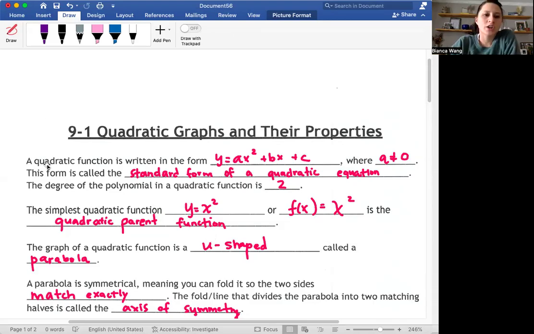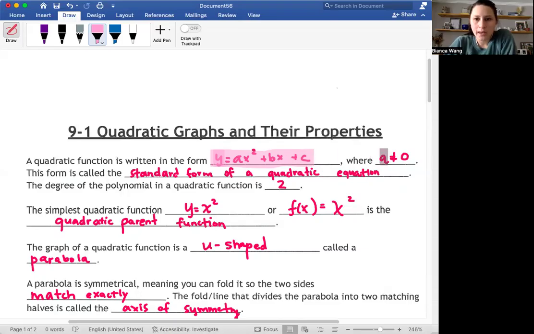So a quadratic function is written in the form y equals ax squared plus bx plus c. We've spent chapter 8 and some of chapter 7 factoring out a quadratic formula. We didn't call it a quadratic formula, we just factored, but we saw this type of equation. And there's actually a graph that goes with this type of equation.